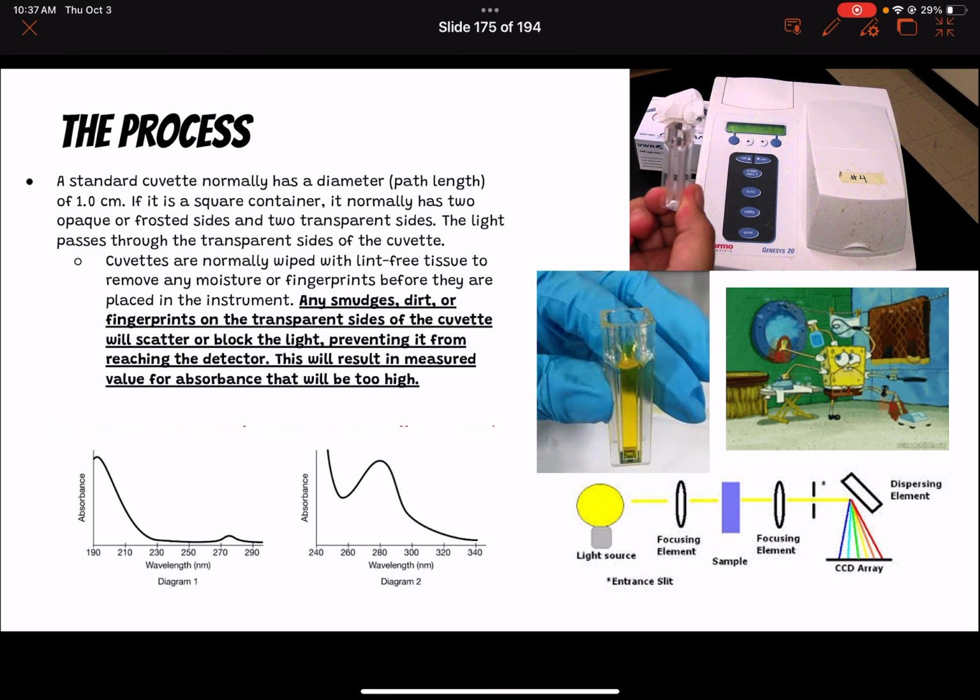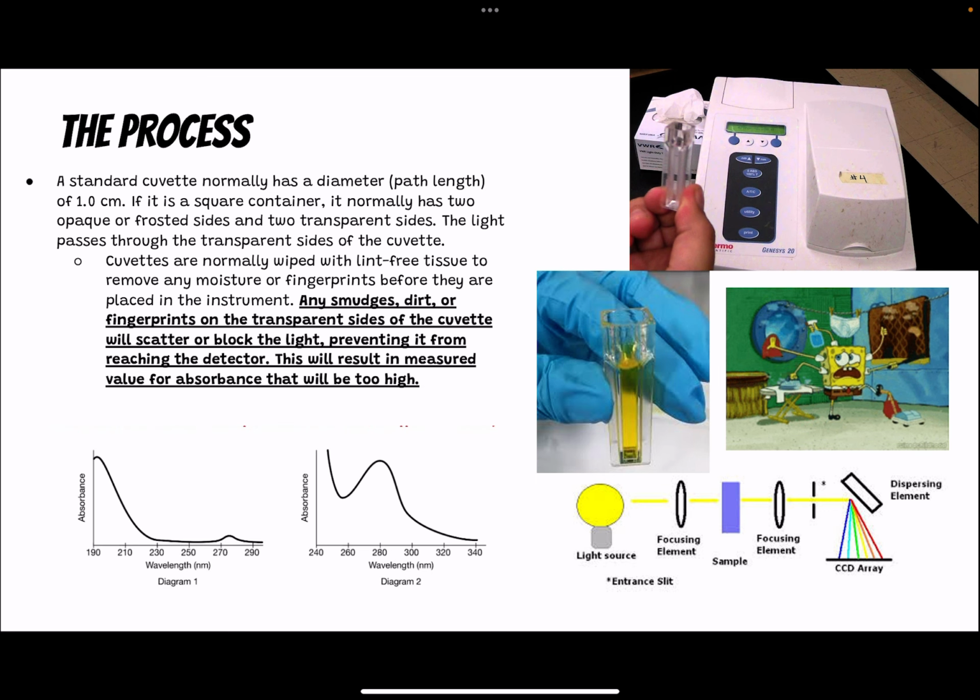You always clean the cuvette with a lint-free tissue, which we have. And you never want to use your fingers. So this person right here is breaking the rule, because now his fingerprints are all over it. When that happens, it's going to mess up your data. You never want to touch it with your fingerprints, because it can interfere with the scattering of light and reaching the detector, and you'll get data that's skewed like this. So you don't want to do that.